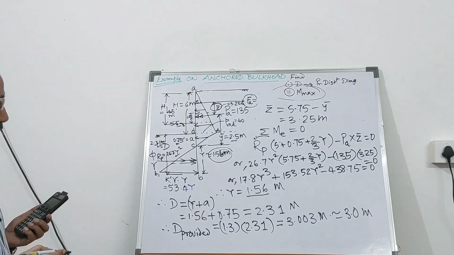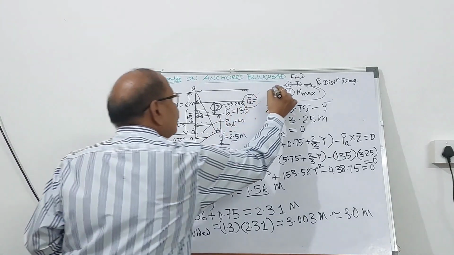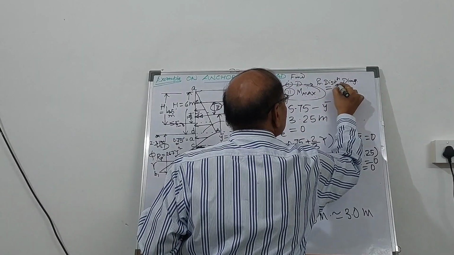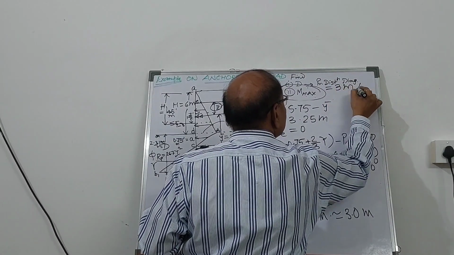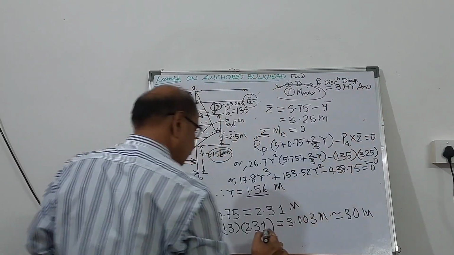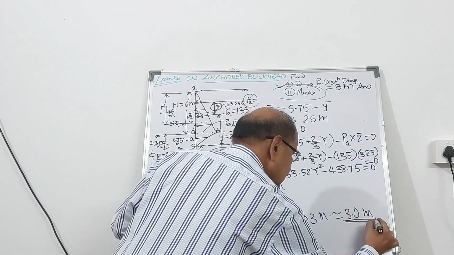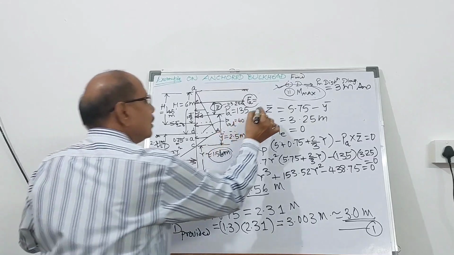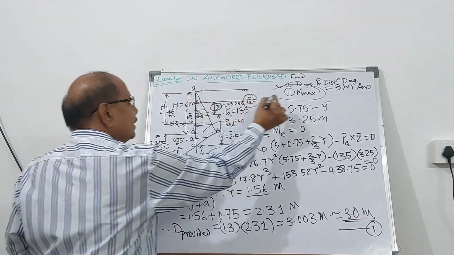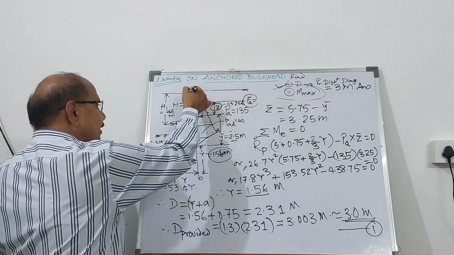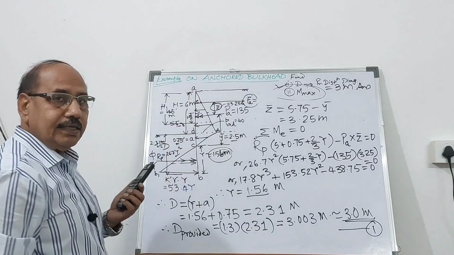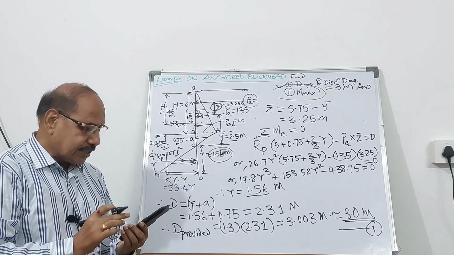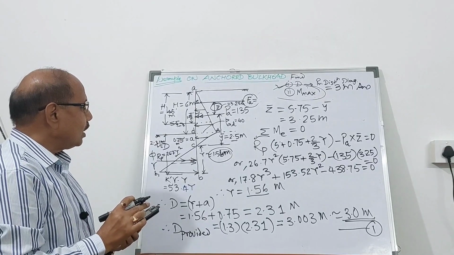Now, once you calculate the depth of embedment, this D is known to you. So D provided is going to be 3 meters. This is the answer. So one of the answers is going to be this. This is the first part. The second part is to calculate the maximum bending moment across the height of the sheet pile. So let's calculate now.